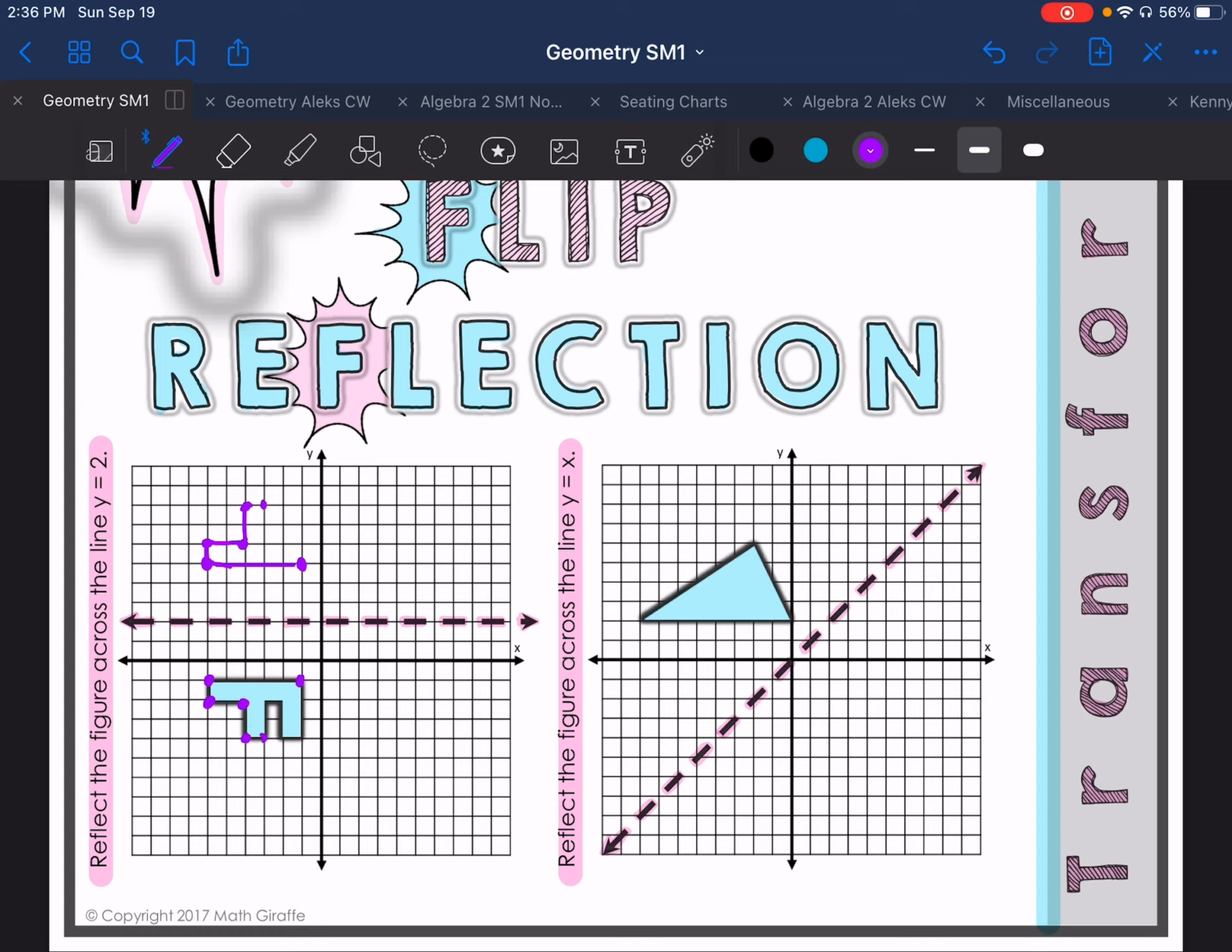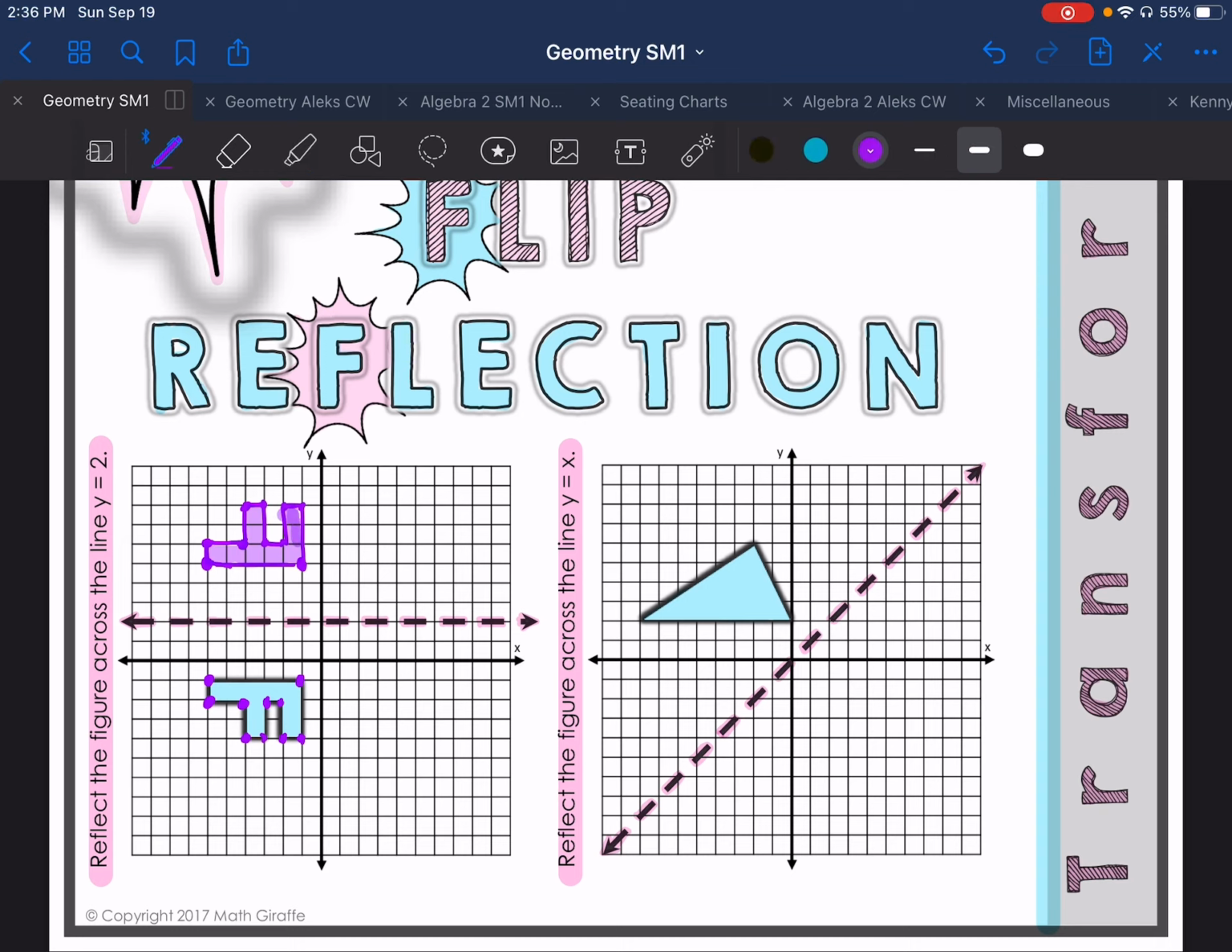1, 1, 2, 2, connect together. 1, 1, connect together. 2, 2, connect together. 1, 1, connect together, connect together. There is my reflection. And I could shade it in so that you could see the F better.